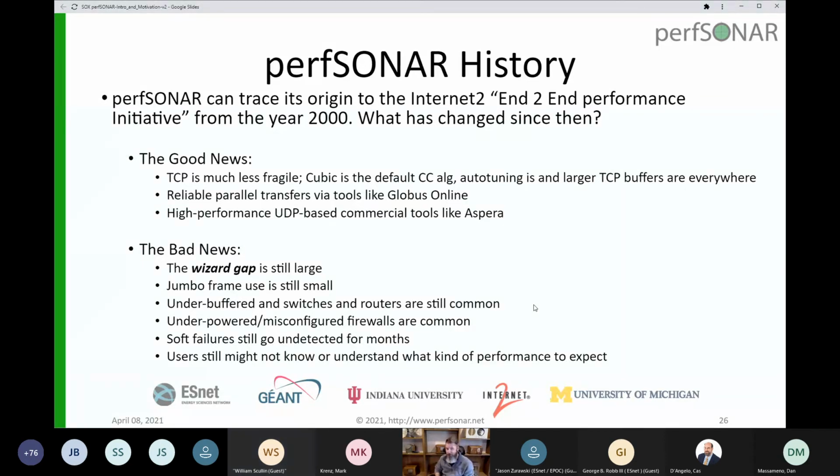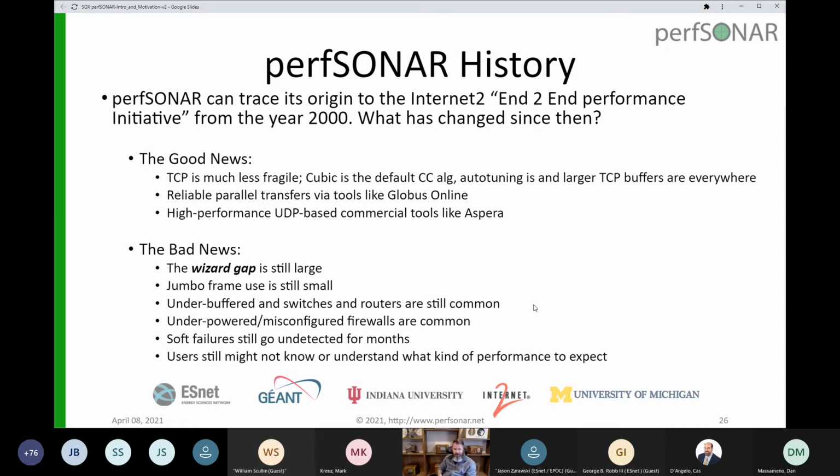Jumbo frame use is still pretty small. And across shorter distances, jumbo frames aren't as important as they used to be because we have more CPU speed, we have more RAM now. But when you're talking long haul transfers, jumbo frames still come into play. And in order for jumbo frames to work, you need them to work end to end. If somebody in the middle doesn't support jumbo frames, then you don't have an end-to-end path that you can use that on.